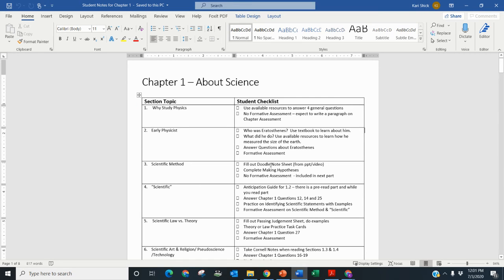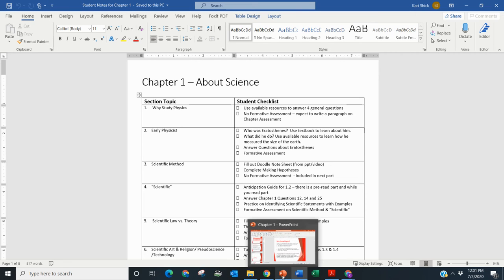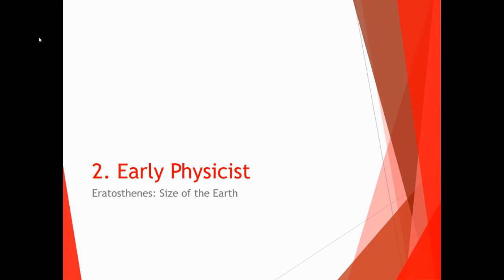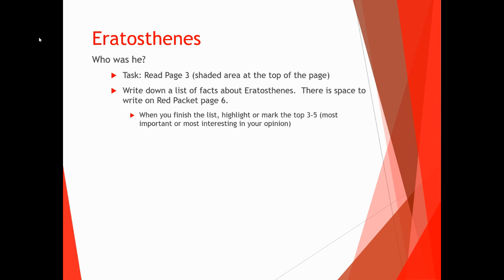So now we're going to move on to section 2, or topic 2, and we're going to study a gentleman named Eratosthenes, who was one of the earliest physicists, and he determined the size of the Earth using a stick and the sunshine. But first, we're going to take a look at who he was. Who was he? When did he live?